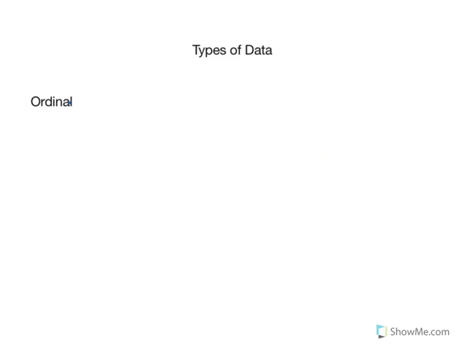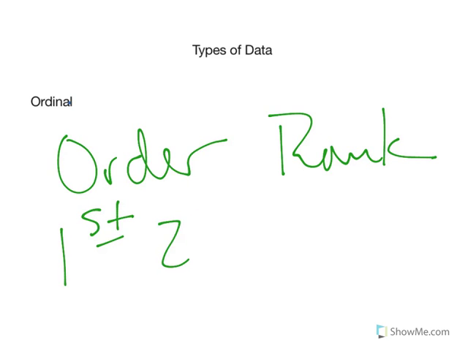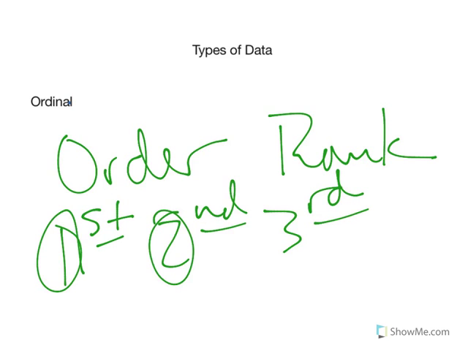All right, one of the other types of data is ordinal data. Ordinal data comes from order, right? And generally we can think of this as order or rank. You can think of it as finishes in a race. First, second, third. So you would get 1 if you finished first, 2 if you came in second, and 3 if you came in third.